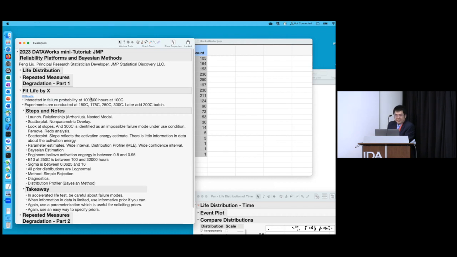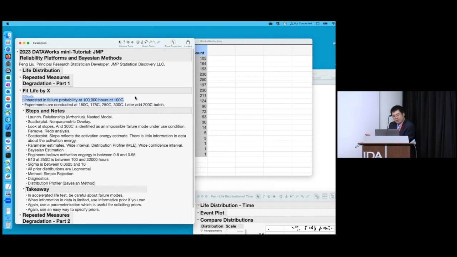To break it is so hard. But the engineer figured out a way to put it under different temperatures. The experiment is under 150 degrees C, 175, 250, and 300 C. The way of doing that is they observe failures at the high end of the temperature, and their use condition is 100 C.